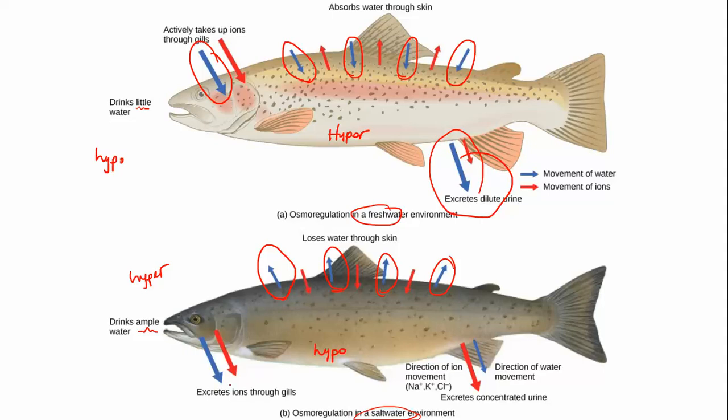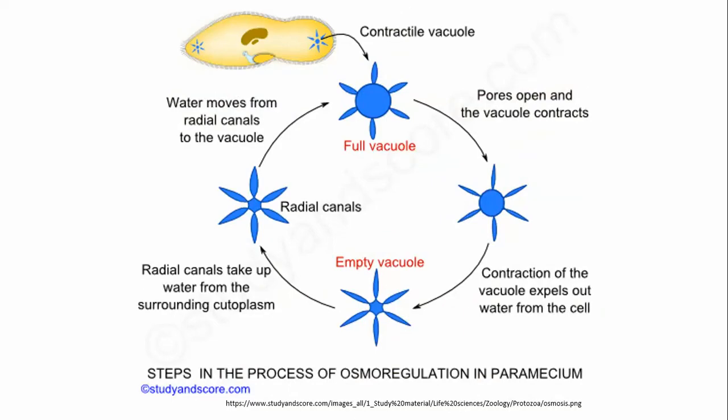When it drinks a lot of water, it's going to release extra ions through its gills, and that is going to allow it to retain the water, and then it excretes a very concentrated urine. So notice the size of the arrow, there's a lot less urine coming out, and it's going to be a lot smaller in volume. Here is a paramecium. So paramecia live in fresh water.